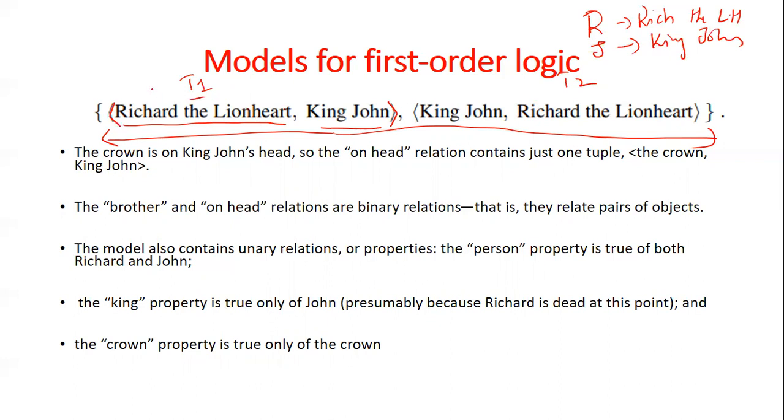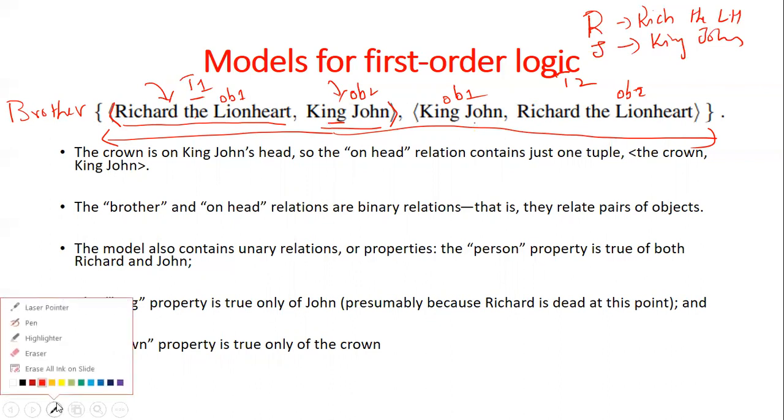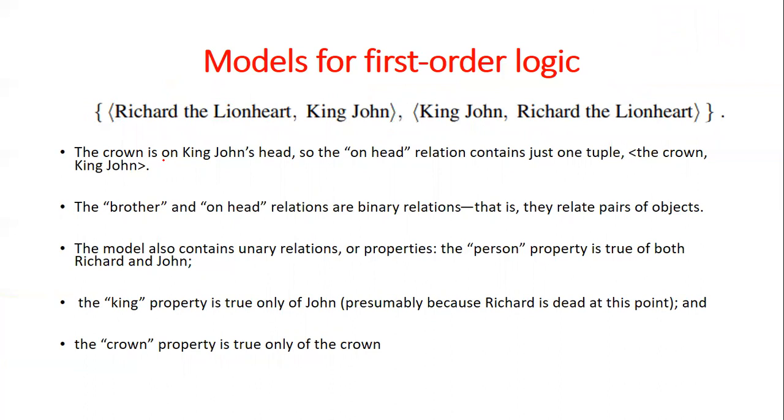Tuple 1 contains two objects. The first object is Richard the Lionheart, the second object is King John. So this is object 1 and this is object 2. Tuple 2 also contains two objects, but here King John is the first object and Richard the Lionheart is the second object. If you recall, a tuple is a collection of objects in some order, whereas a relation is a collection of tuples. So we can say that this entire thing can be connected with brother. What does it mean? It means that Richard the Lionheart is the brother of King John, and also King John is the brother of Richard the Lionheart. Fine. The crown is on King John's head.